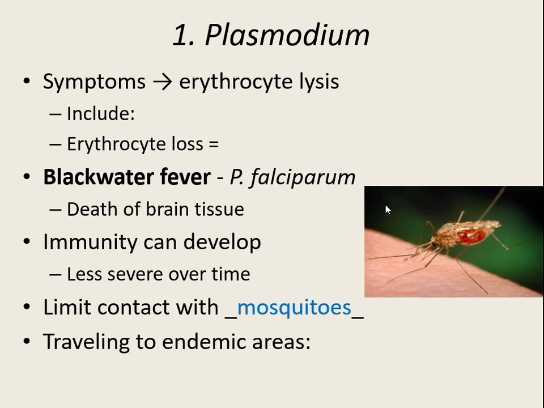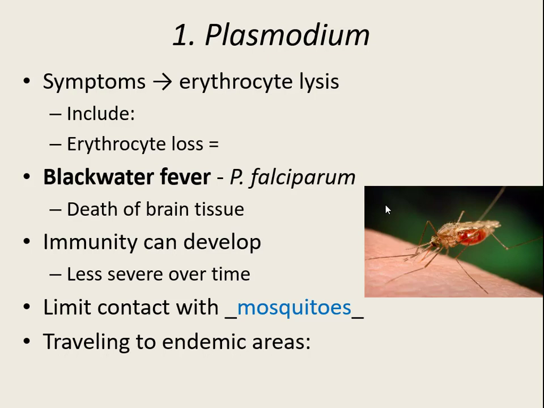Now, fortunately, if you live in tropic regions where malaria is prevalent, the more often you get malaria, because it can be very prevalent, you do start to develop some immunity, and your symptoms are usually less severe over time. Your best bet is let's just not get it in the first place. Limit your contact with mosquitoes: wearing or having bed nets, having insecticide, no standing water, covering yourself, not going out at dusk and dawn, all of those things.